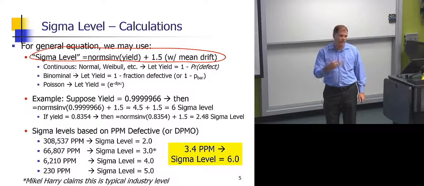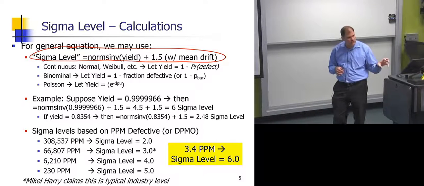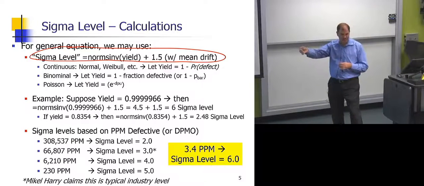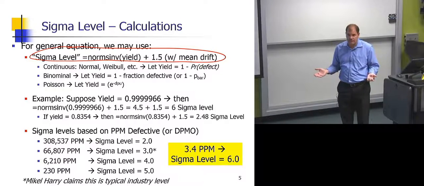If your yield was 0.9, you would look up the z value associated with 0.9, and you would add 1.5. All he's doing is converting yields into a new scale. He's still using specifications. He's just converting it to a new scale. How do I get that yield? Well, that's going to depend on what kind of data I have.